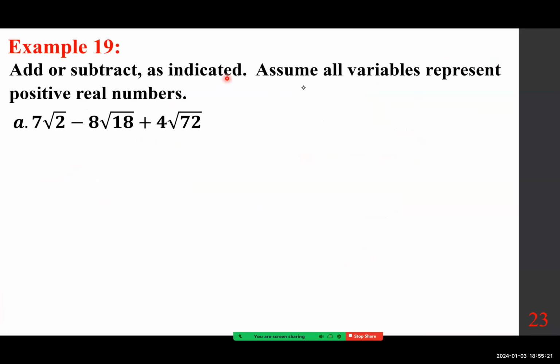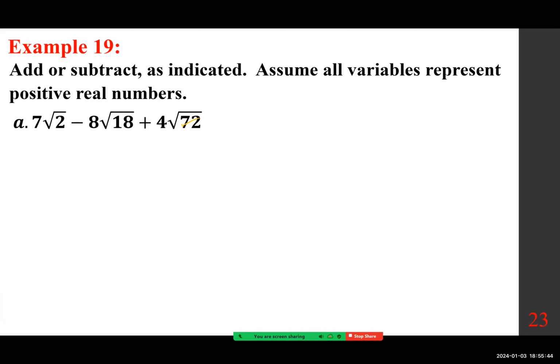Add or subtract as indicated. We are assuming variables are positive real numbers. So in this case, it doesn't have a variable. So this is fine. 18, I hope you realize it's 2 times 9. So that means 9 comes out. So let me put the 9 first. So it's 9 times 2.